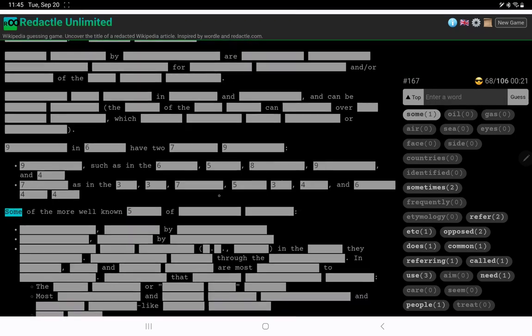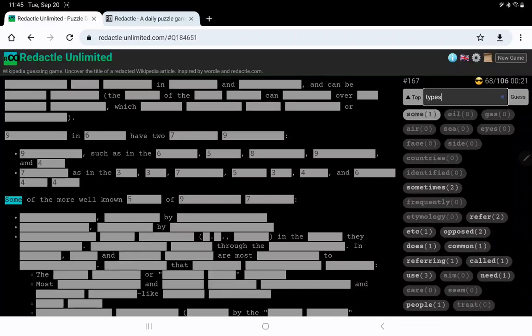Some of the more well-known five types of 9-7. 11, 8 by 13. 10, 8 by 15. 11, and then this is either IE or EG. It's IE, 5. In the 5, in the order, no, in the something they 9. 11, 6 through the 11. In 6, 4 and 6, 7 are most 9. Are most familiar, most similar.